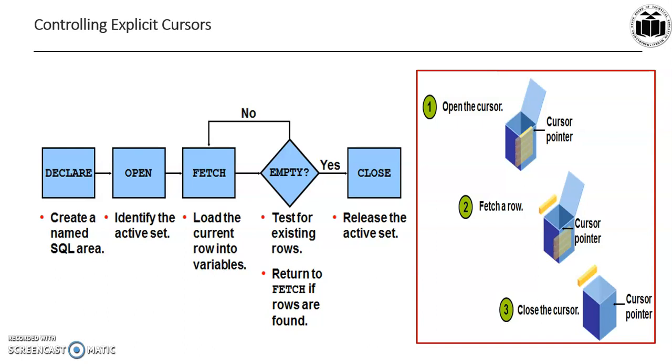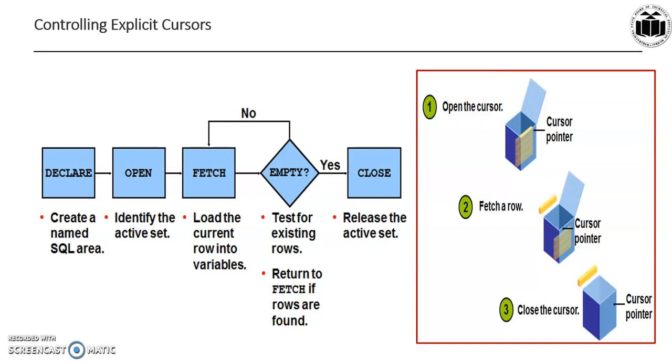So in the other diagram, you can see the first step is opening of a cursor, that is nothing but that active set is available and that active set has multiple records. So our cursor pointer refers to the first record. After that, the next operation is fetch the row. So you can see the cursor pointer is now on the second record. So here we are accessing the records or the values one by one. So it is nothing but the array, continuous memory location.